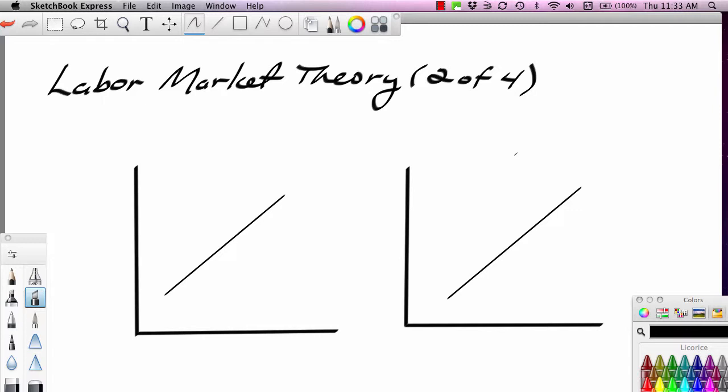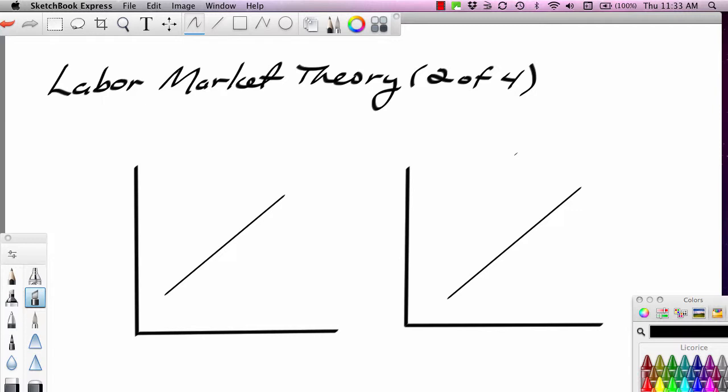In this particular segment, we're going to derive the labor market supply curve and the labor market demand curve. We're going to show you the foundations, and then once we get the labor market supply curve and demand curve in place, we'll begin to use that model to talk about how changes in supply and demand affect wage rates and employment levels.